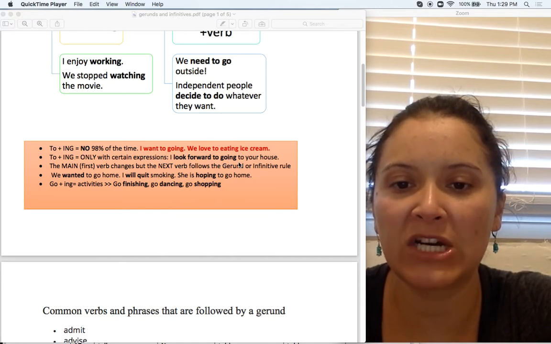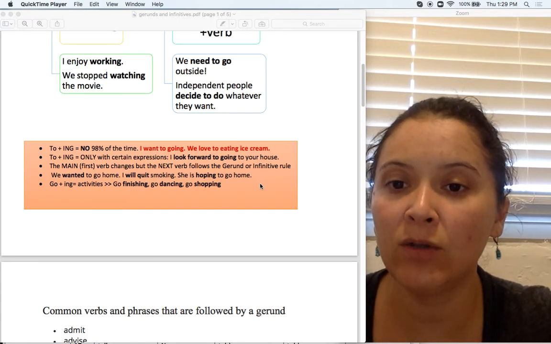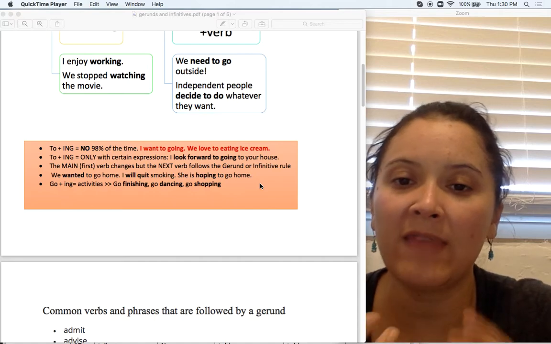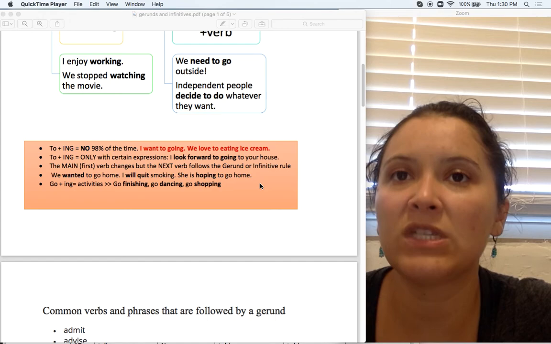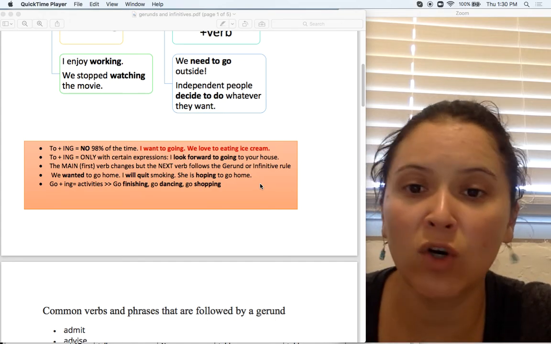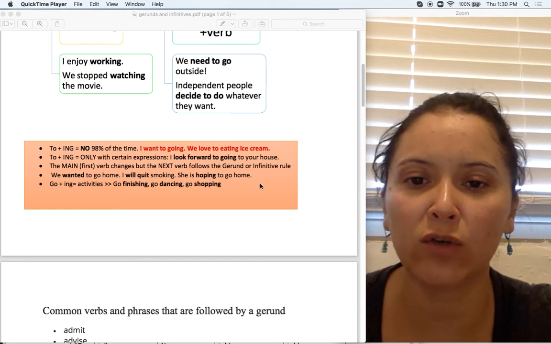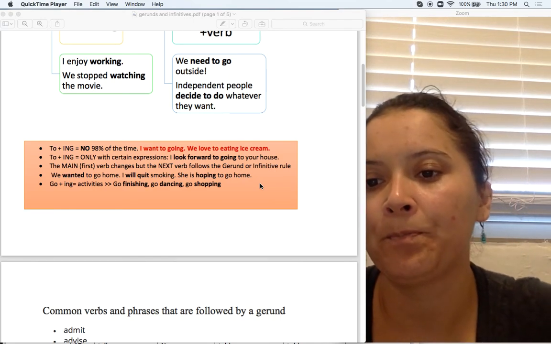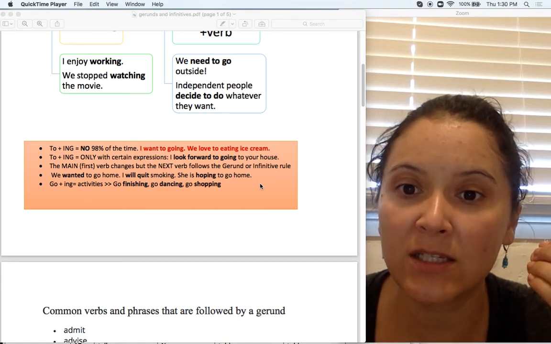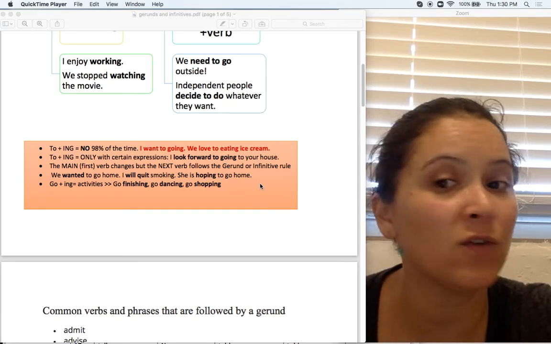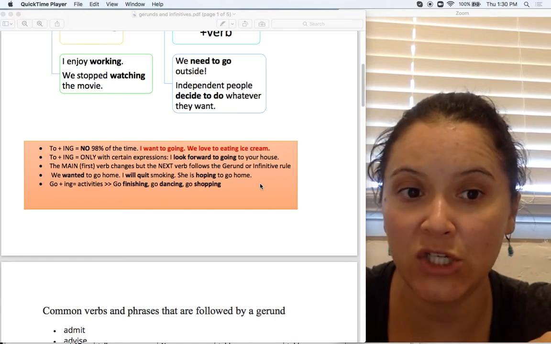This is a nice expression if you want to write a letter or an email to somebody and you want that person to know that you're waiting for their response. So, "I look forward to hearing from you soon." "I look forward to seeing you soon." "I look forward to meeting you soon." But remember that "to" and "ing" is mostly for expressions, but 98% of the time you do not use "to" together with an "ing."